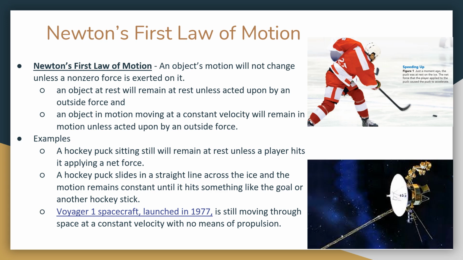Some different examples, as we just saw in the Connect It: a hockey puck sitting still will remain at rest unless a player hits it, applying a net force. A hockey puck slides in a straight line across the ice, and the motion remains constant until it hits something like the goal or another hockey stick. The Voyager 1 spacecraft launched in 1977. It is still moving through space at a constant velocity with no means of propulsion.